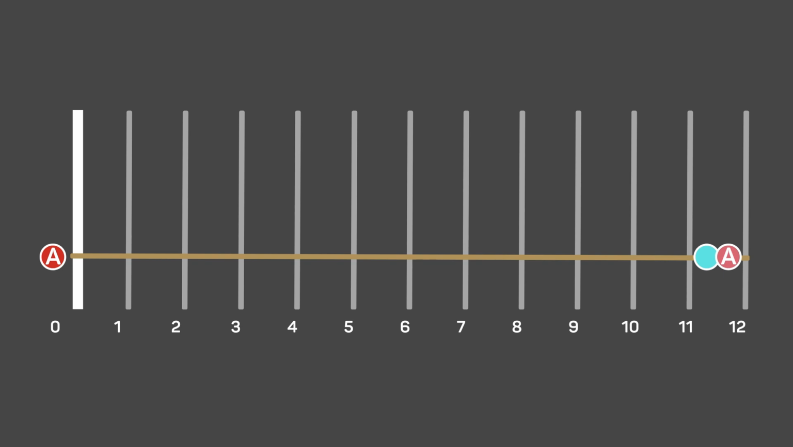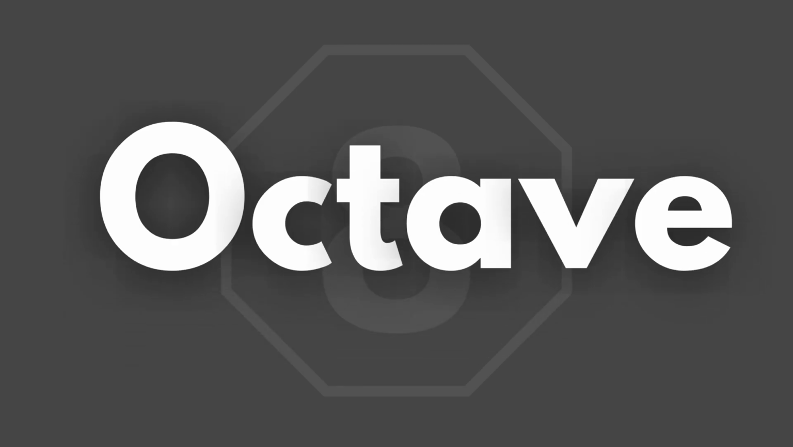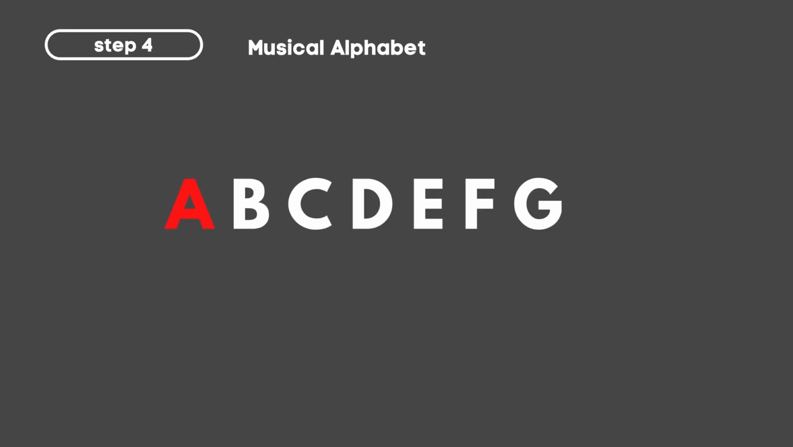The distance of 12 half steps from one note to the next of the same name is called an octave. The root word of octave means 8, like octagon, which has 8 sides. So why is it called an octave if these two notes are 12 half steps apart? The answer is in Step 4, the musical alphabet.